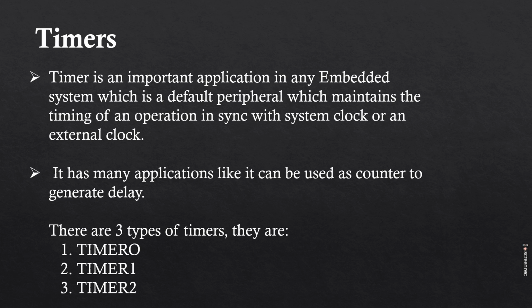PIC microcontroller includes three types of timers: timer 0, timer 1, and timer 2. Every timer has its own specification. As you can see, timer 0 and timer 2 are 16-bit registers and timer 1 is an 8-bit register. So this is how it's gonna work. So this is all about timers.